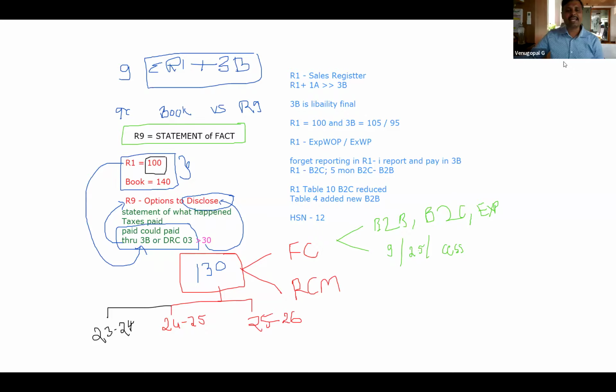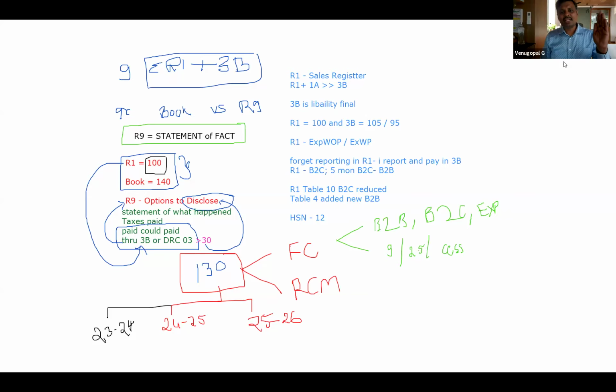In GSTR 9, as a concept, I am explaining how much I have paid, how I made the payment, and for what I made the payment. How much I have paid is a statement of facts, 3B or DRC03. How I made the payment: current year, last year 3B, all the summation. For what I made the payment: B2B, B2C, all those aspects.